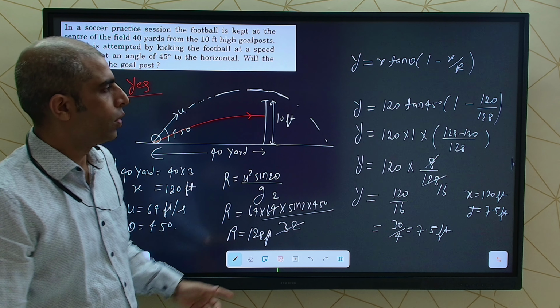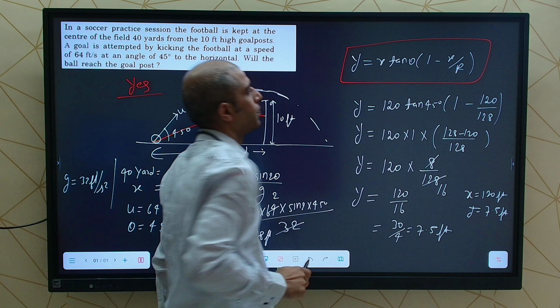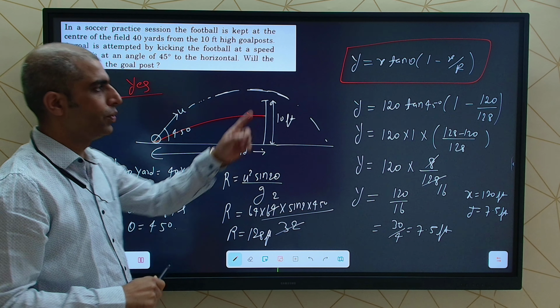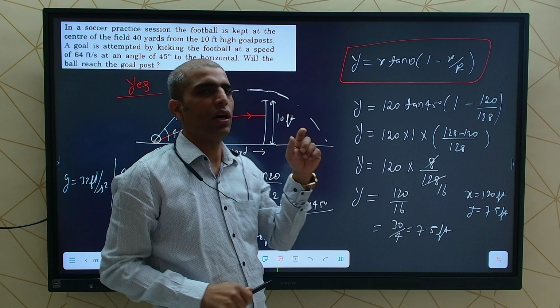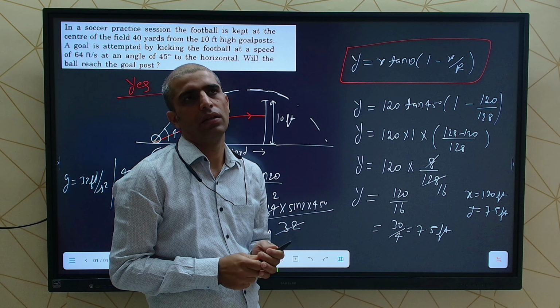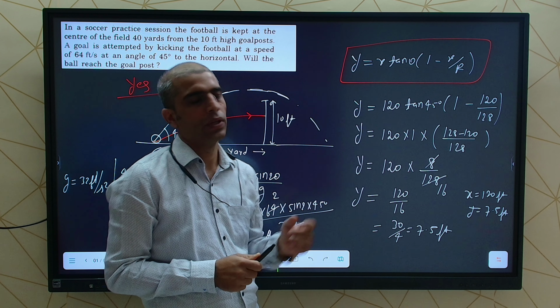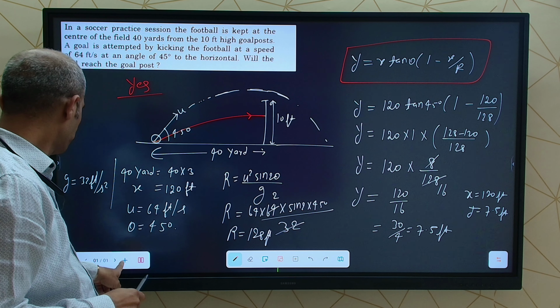Okay. Now, how does this equation come? Let us see the proof of this equation of trajectory. Many students use another formula for the equation of trajectory, but I find that is not useful. This one is quite useful. Let us see how it comes.